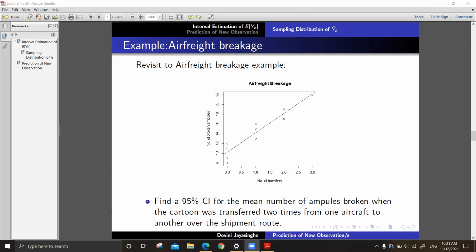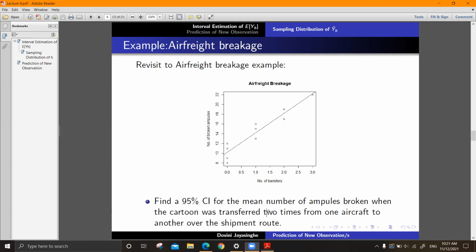They're asking for a 95% confidence interval for the mean number of ampules broken. Ampules broken is the response. So it is the mean response. They are asking for a confidence interval for the mean response, right, where the carton was transferred 2 times from one aircraft to another over the shipment route. So this is the X, this is the Y. You're asking for a confidence interval for Y hat.